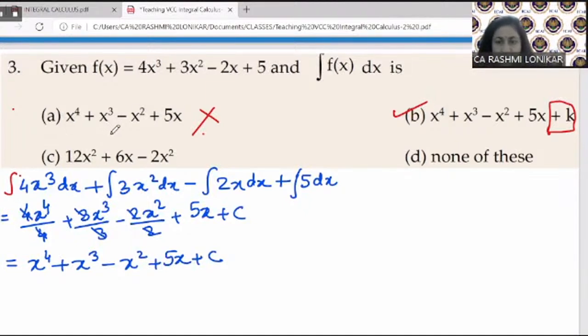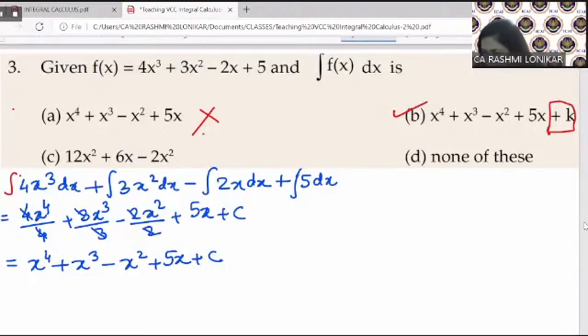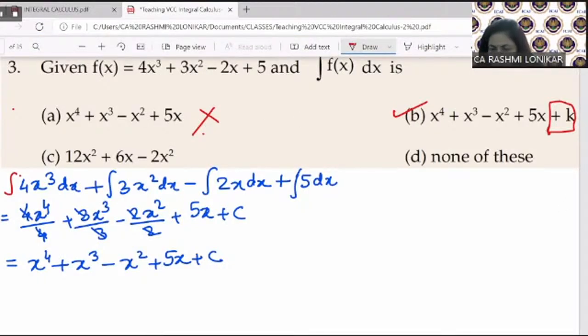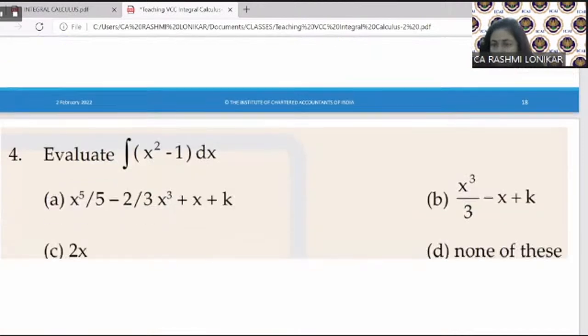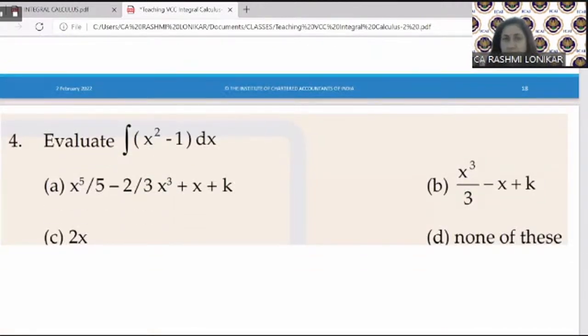But in a hurry what happens is you think, arre, everything is here, whatever is written below is written above too. You are seeing x raised to 4 plus x cube minus x square plus 5, everything came the same, but because of the difference of plus c or plus k between A and B, just be careful in integration, and even in statistics you have to be careful with the signs and with what values you get. Okay, this sum I particularly wanted to show you, because even selecting the correct option is such an important thing.